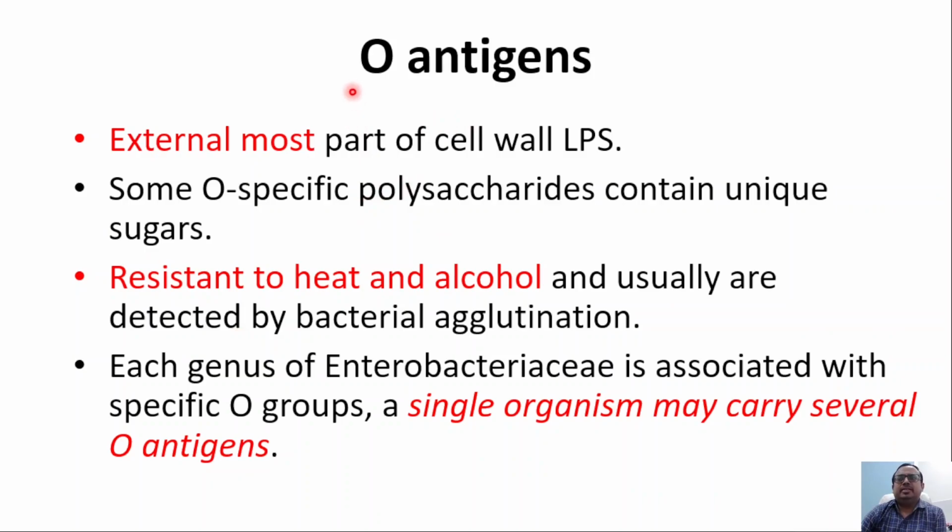Now let's see the various characteristics of the antigenic structure, like the O antigen first. As we have seen, the O antigen is the outermost part of the cell wall lipopolysaccharide. They have a characteristic sugar, are resistant to heat and alcohol, and are usually detected by bacterial agglutination. Each genus of Enterobacteriaceae is associated with a specific O group, although a single organism may carry several O antigens.